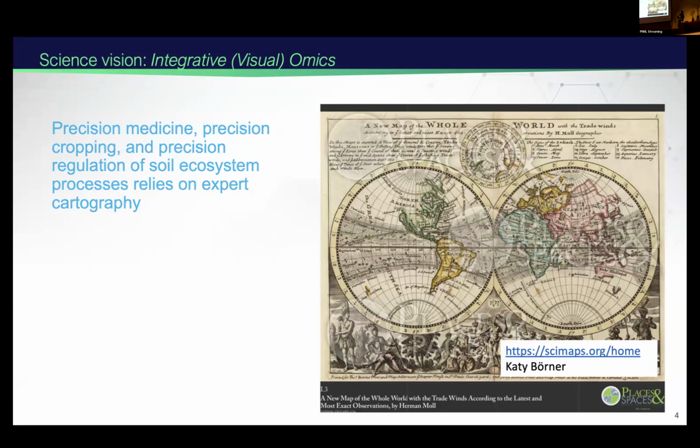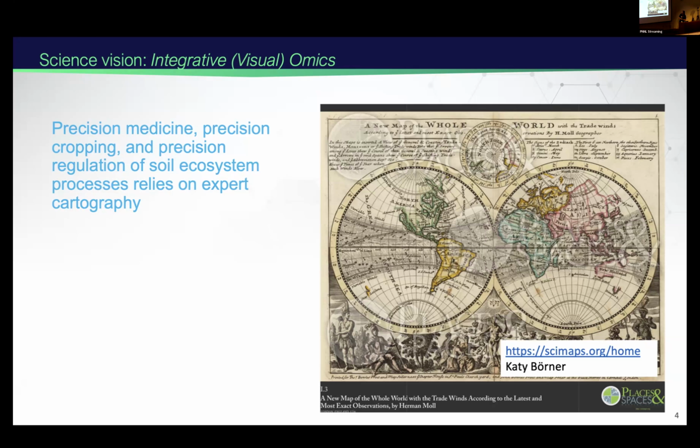So a lot of what I think about is this integrative visual omics. Not only doing the imaging, but using these tools to build platforms that can help with precision medicine, precision cropping, and precision regulating of soil ecosystems, if you're thinking about Monet, et cetera. That really relies on expert cartography and the ability to get really good data.